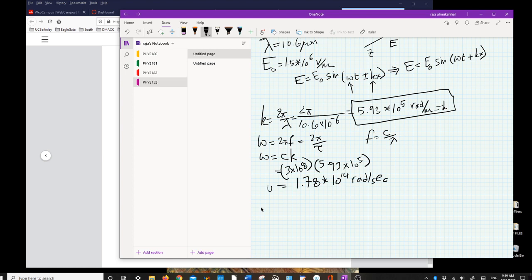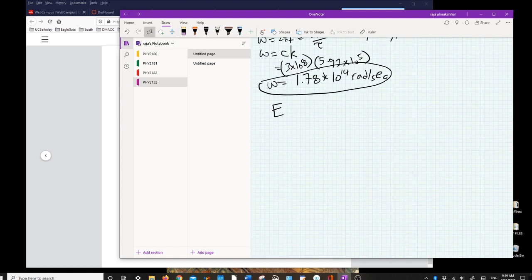So once I got the value of omega, here it is. Now I can find, can I lift it up? Yeah, I guess I can lift it up to infinity. This page doesn't finish. That's cool. So we have E equal to, let me just write it down, E naught sine omega t plus k x, as we said it's plus, right?